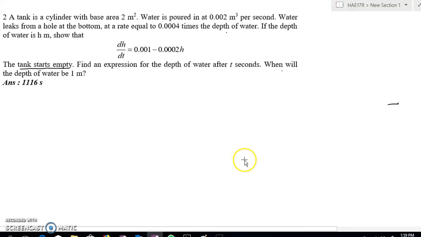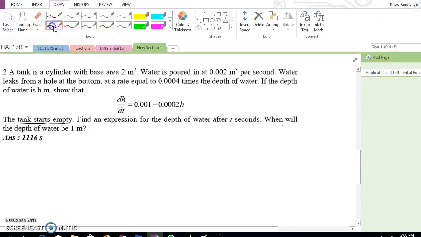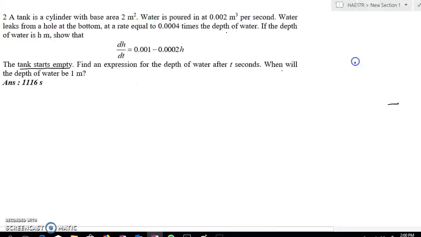Today I will be discussing the second question on application of differential equation. So the question goes like this. You are given a tank which is of a cylinder form with having a base area of 2 meters square. So from the first sentence, sketch a diagram. So important to sketch your diagram so that it gives you a better idea what to do.